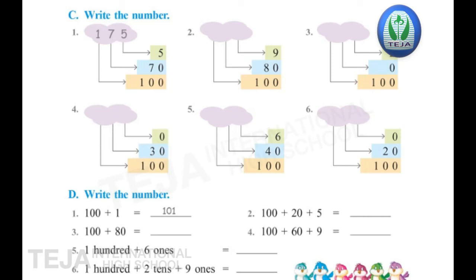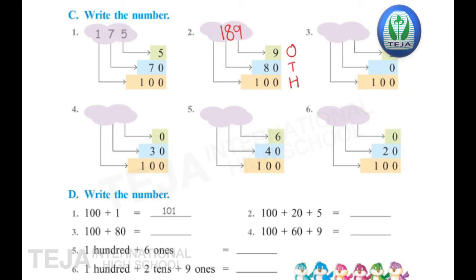Here 9 is in which place? What is the place value of 9 here? Here 9 is in ones place, 8 is in tens place and 100 is in hundreds place. So arrange these digits here. 9 in ones place, 8 in tens place and 1 in hundreds place. So the number is 189.